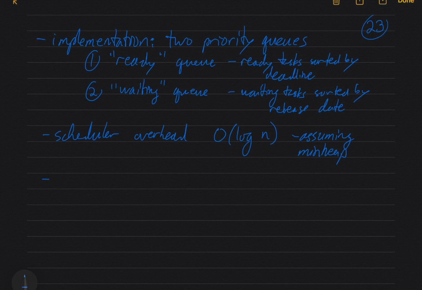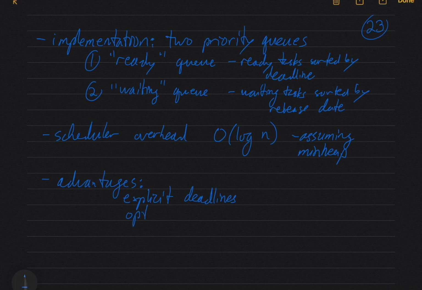So the advantages of preemptive EDF are that you have explicit deadlines, which is how real-time applications really should be thought about and described. So events happen and you need to react by a deadline.